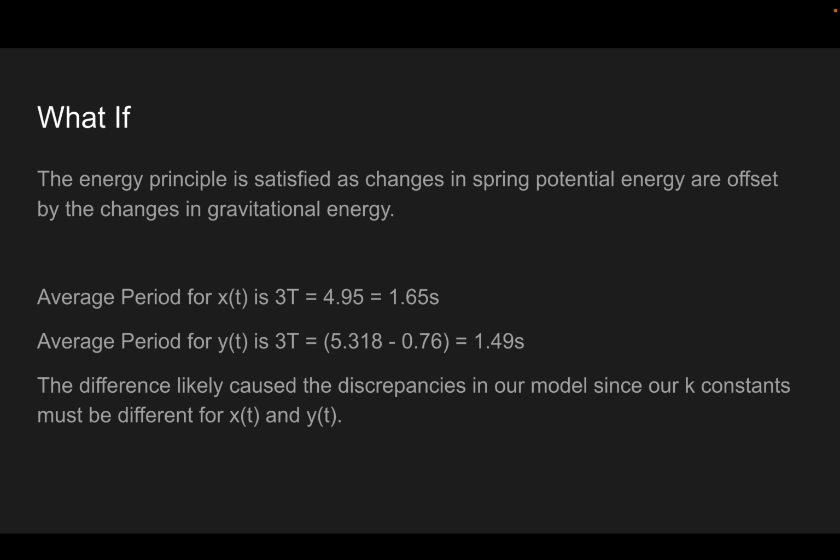And then these are the average periods for x of t and y of t. You can see y of t is somewhat faster, and the difference is likely caused by the discrepancy in the way our model is calculated, since our k constants must be different for x of t and y of t. So real life disagrees with the way the model works, because you can see real life says that the average period for y of t is a bit faster, so we need to update our model to have different k constants for y of t and x of t if we wanted to fix that.